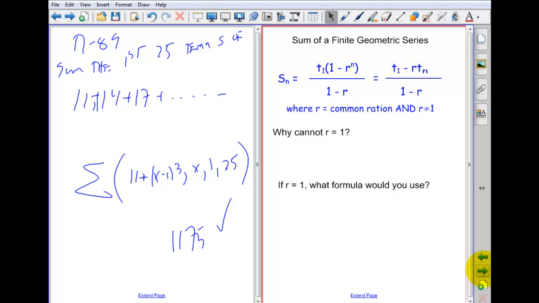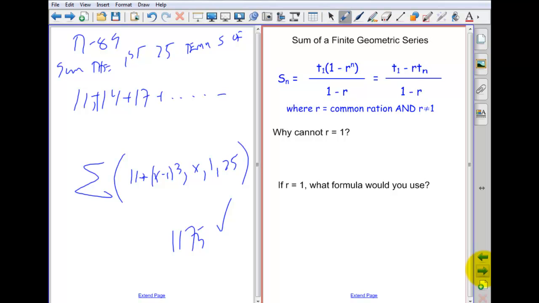T sub 1 times 1 minus r to the n over 1 minus r. I give this alternate form here too. What's the advantage of this alternate form? There's a trade-off. You don't need the number of terms, but you need to know what the last term is. And sometimes that's given, sometimes it isn't. So keep that in mind. This is handy if you know the first term, you can figure out the common ratio, and you know the number of terms. This one's handy if you know the first and last term, but they haven't told you the number of terms. Where r equals the common ratio.